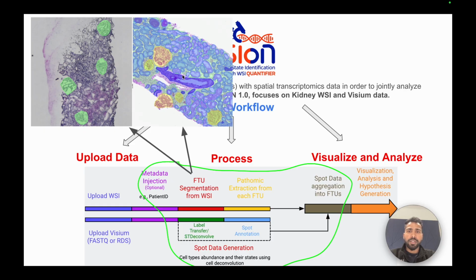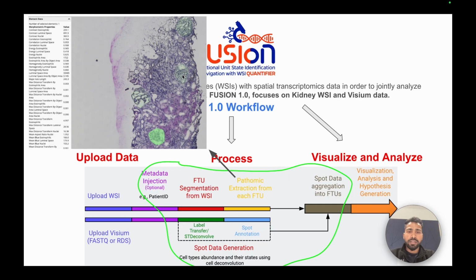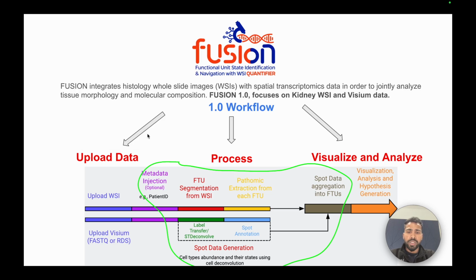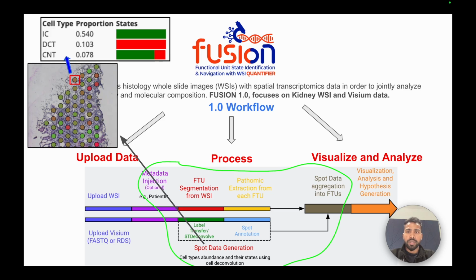After FTUs are segmented, the next step is pathomic feature extraction, where we extract 72 different quantitative features based on morphology and intensity from each FTU. Then we do spot data generation, where we extract the cell type information, their proportions and states from the VGM data per spot.